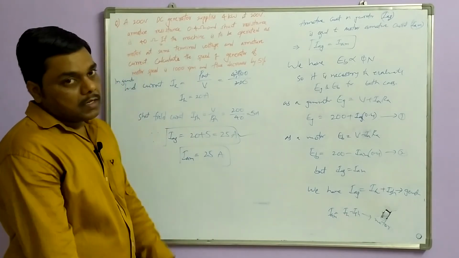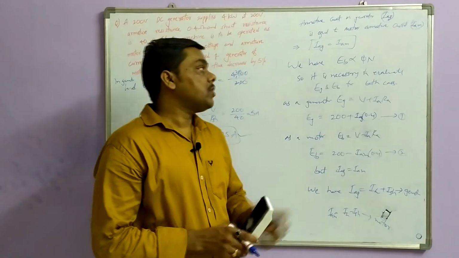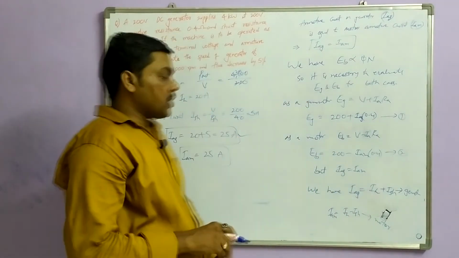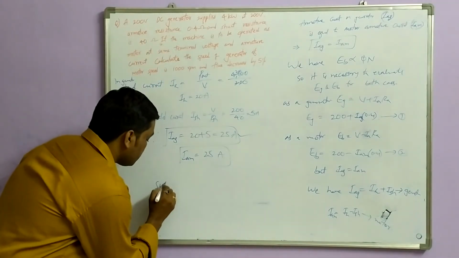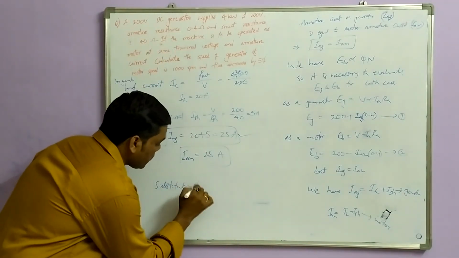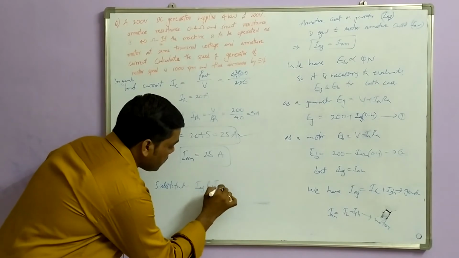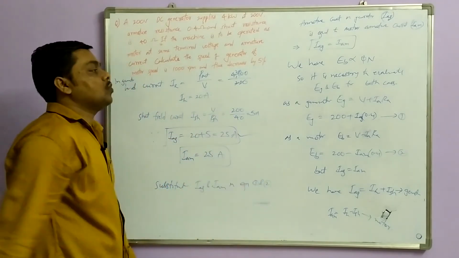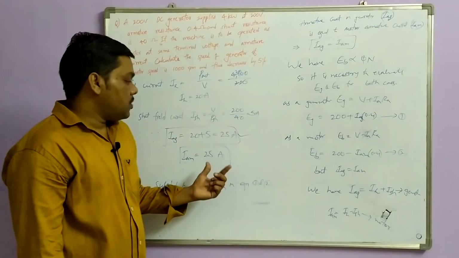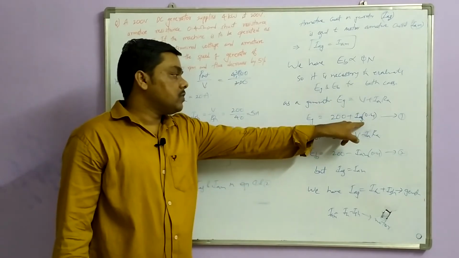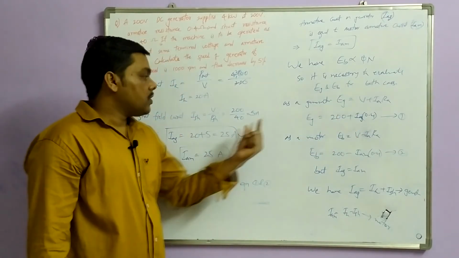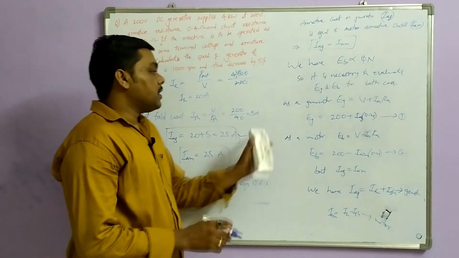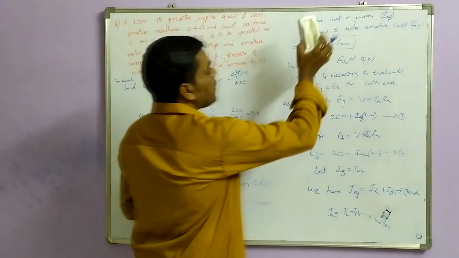Then what is the generated EMF in the generator case, and what is the back EMF in the motor case? So substituting IAG and IAM in equations 1 and 2. If you substitute IAG equal to 25 in equation 1 and IAM 25 in equation 2, so what you will get now, if you calculate, you can write here.